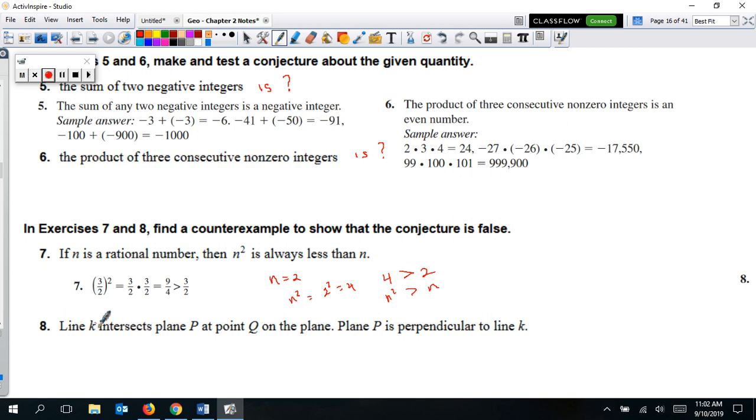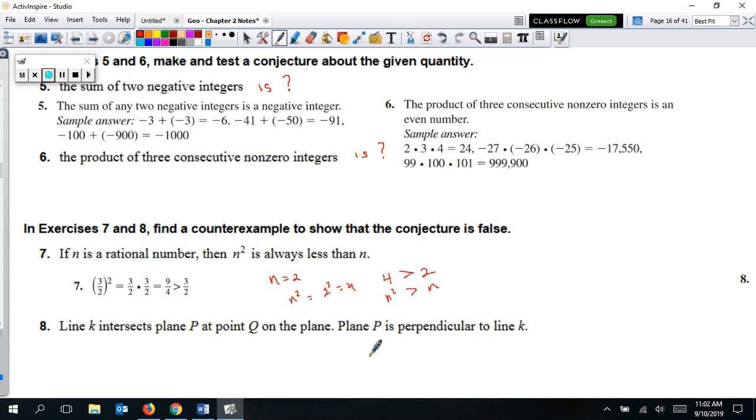8 says line K intersects plane P at point Q on the plane. Plane P is perpendicular to line K. So basically, think of this flat screen right here, and you have a line going straight through it at a perfect 90-degree angle. That's what it's saying is always going to happen.